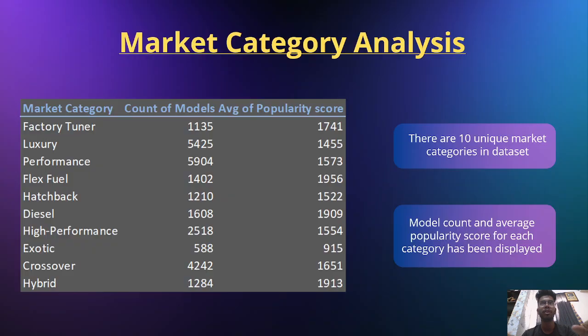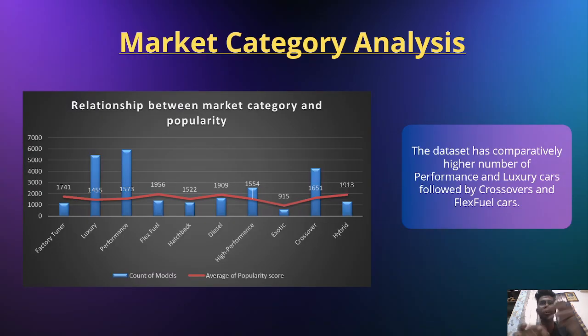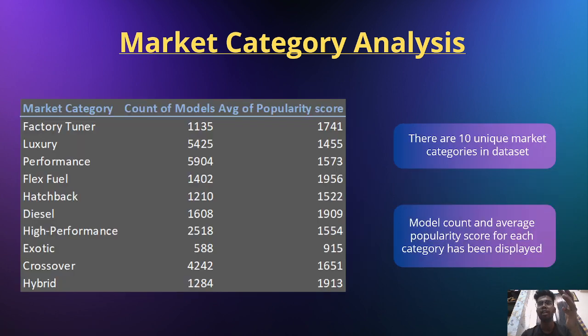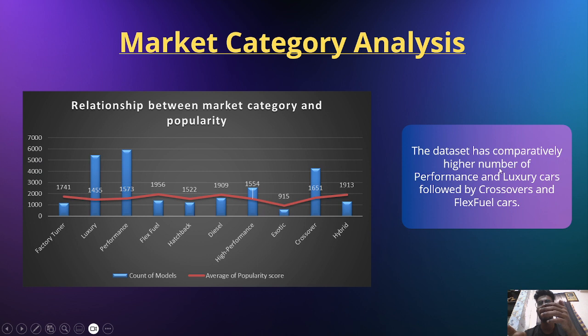So you can see that. This is the final output, which we have copy pasted into the presentation. The finding we have is that the data set has a comparatively higher number of performance and luxury cars, followed by crossovers and flex fuel cars. These are the inferences that we have collected.